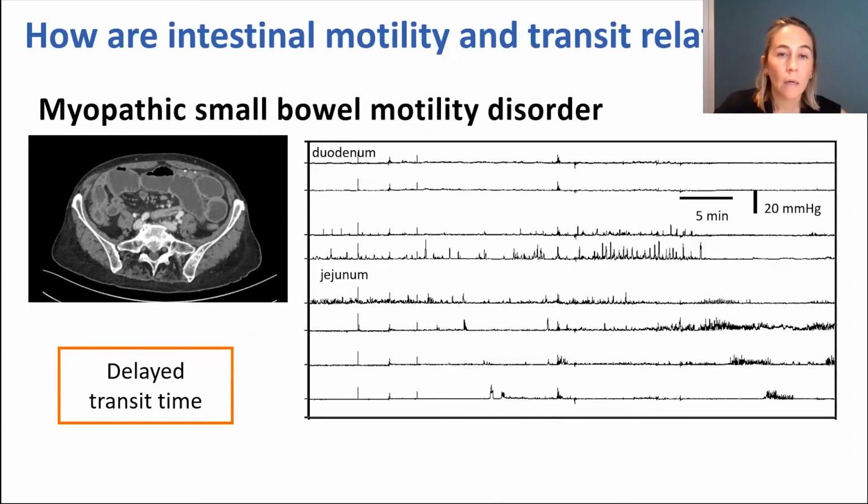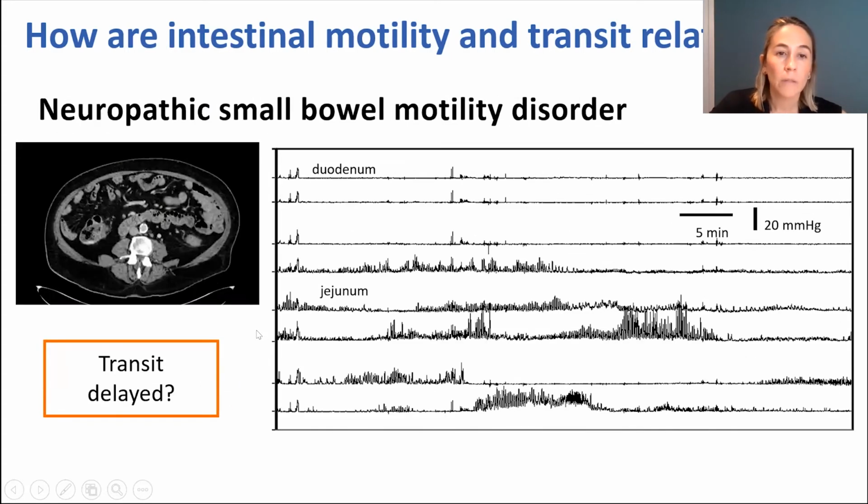How can we relate the contractions detected by manometry and transit measured by transit tests? Well, in some motility disorders, this is quite obvious. In this case, this is a myopathic small bowel motility disorder where motility patterns are conserved. We have here a normal phase 3, but the amplitude of these contractions is very reduced. And as you can see here in the CT scan, there is retention of intestinal content and dilation of the small bowel. In this case, obviously, transit time is clearly delayed.